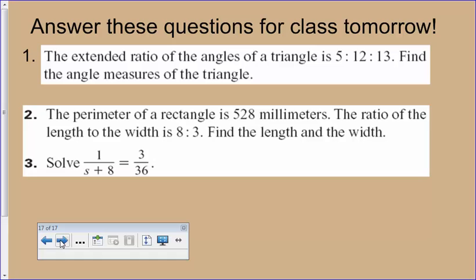All right, there are 3 questions here for you guys to bring to class tomorrow. They are your challenge questions. We'll talk about them in our groups. So make sure you copy them down, work them out, so that you have a good solid discussion with your group mates tomorrow.